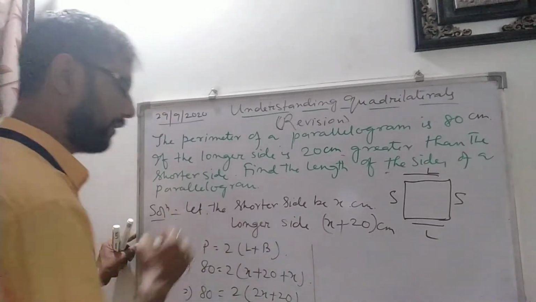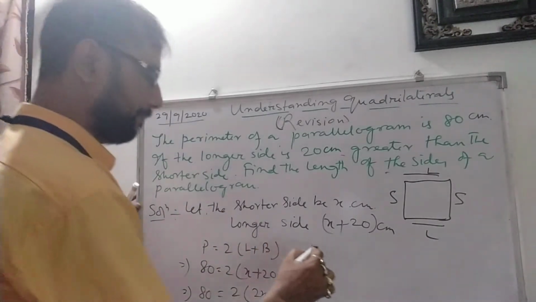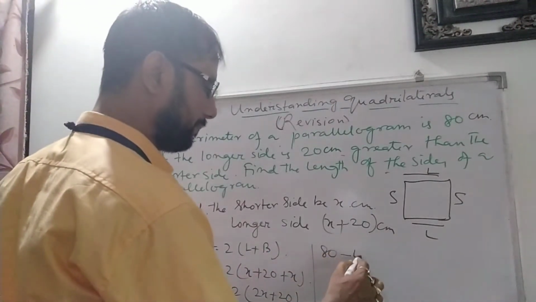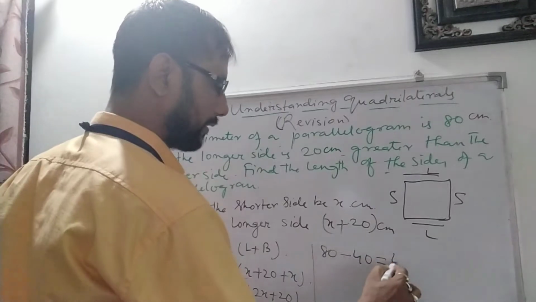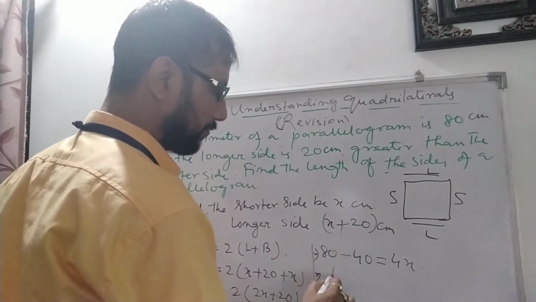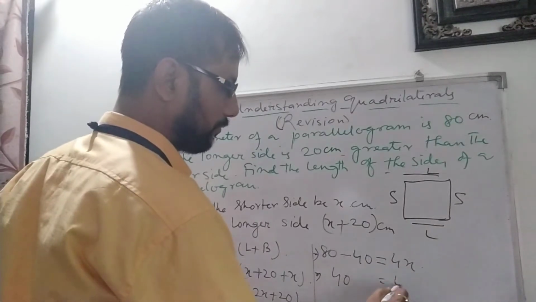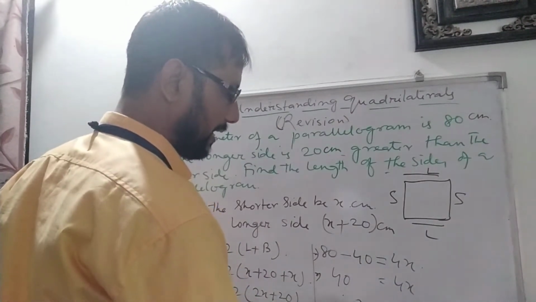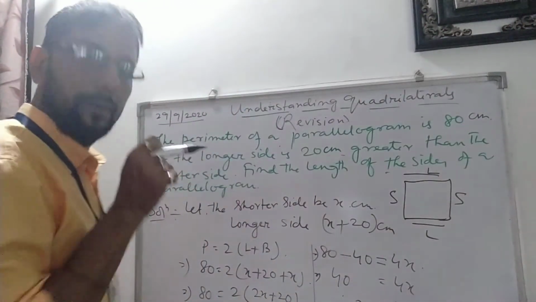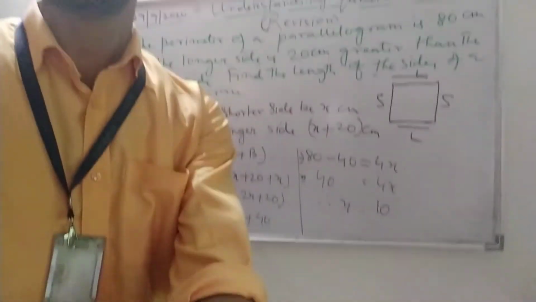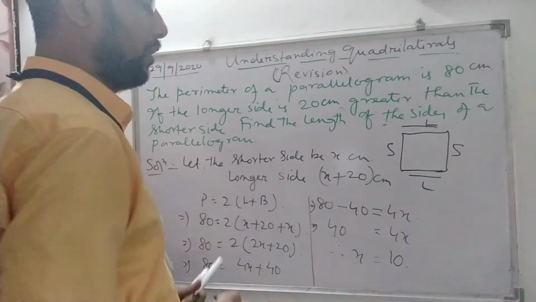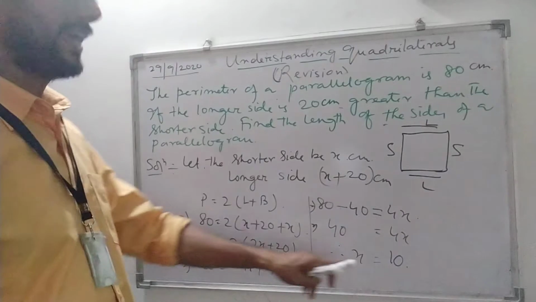Let me do it over here, students. Now this 40 is transposed to this side: 80 minus 40 is equal to 4x. Implies 40 is equal to 4x. That means x is equal to 10. So students, we got the value of x as 10.